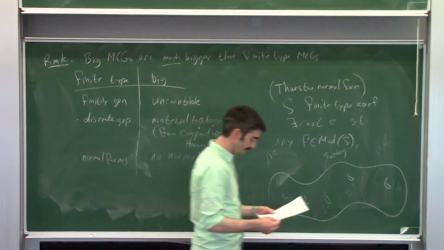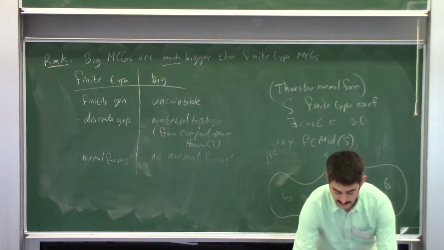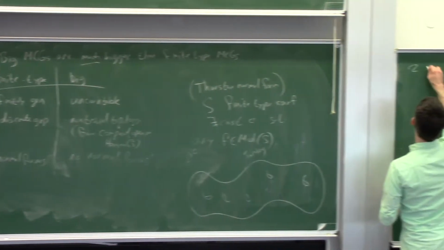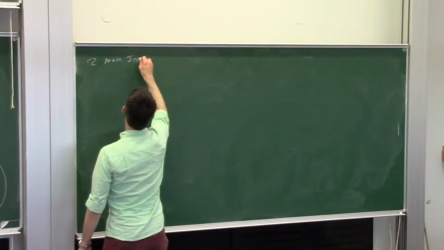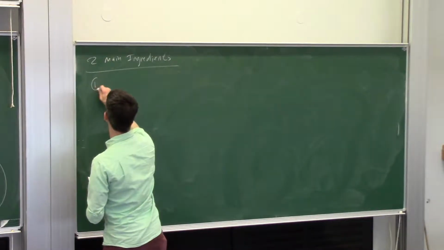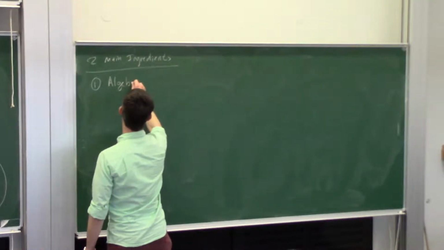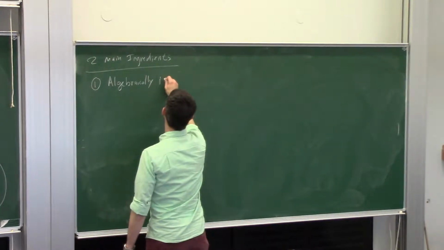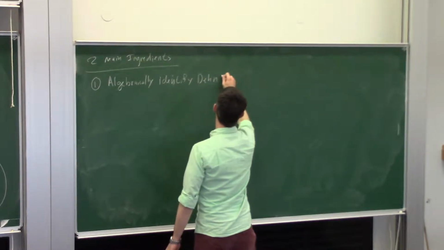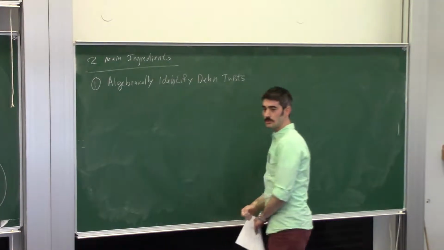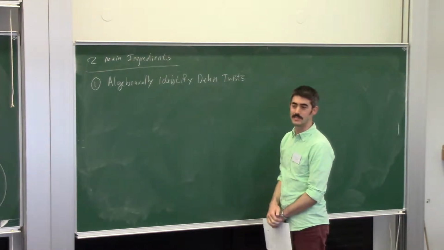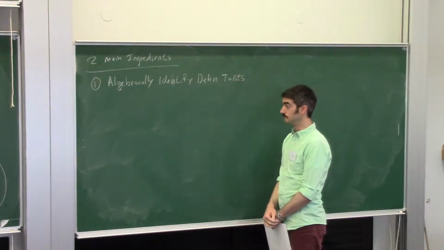All right, let me now go on to the proof of the main theorem. There are two main ingredients. One is, as I just said, to algebraically identify Dehn twists. And in the classical result that I mentioned before, this is done very much by using the ideas of a normal form and so on.